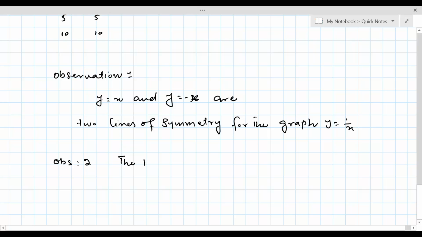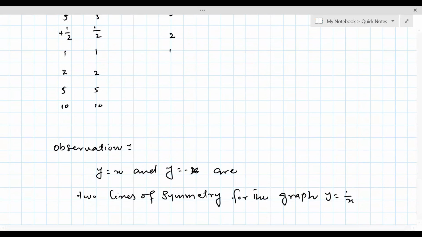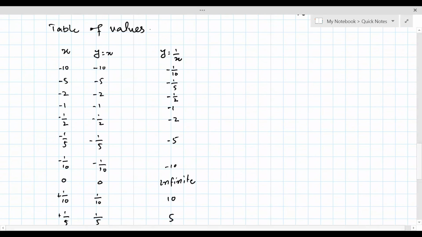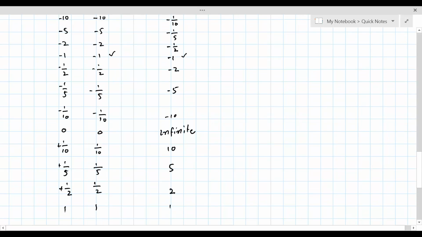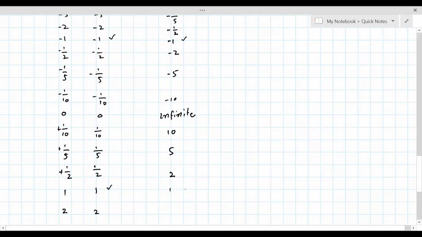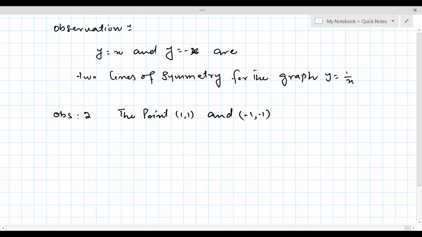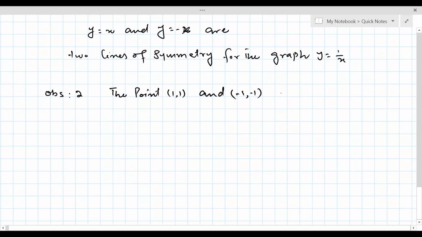The points 1, 1 and -1, -1, because if you look at the table of values, they are on both sides. Under y is equal to x, we have -1 here and we have -1 here as well. Similarly, we have 1 here and we have 1 here as well. Therefore, 1, 1 and -1, -1 are both invariant points.